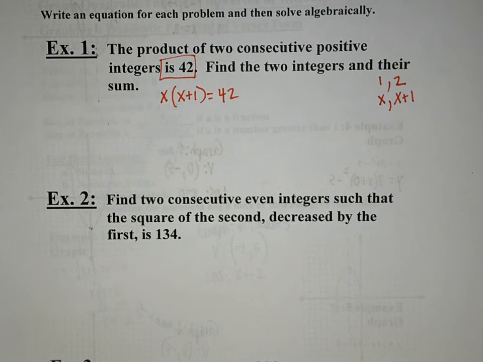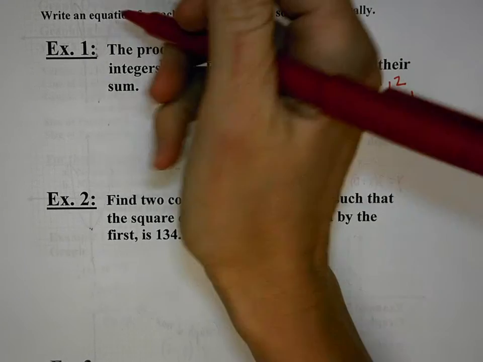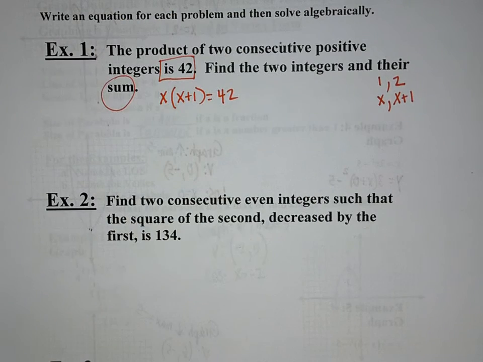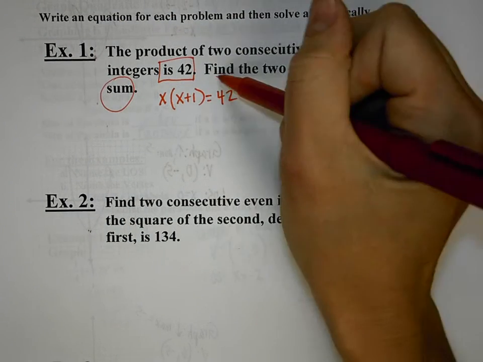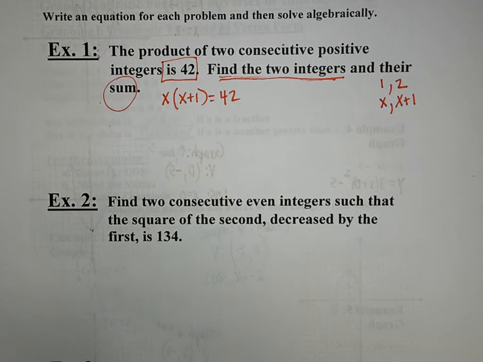Now the thing you have to pay attention to on your test, this is like the most confusing part, once you end up finding your two integers, it says find the two integers and their sum. So we're going to do two things here. We're going to find the integers and then find their sum. So when I'm solving this, anybody have an idea what we'll need to do first?